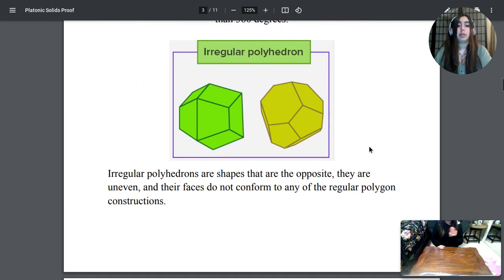We also have irregular polyhedrons, and these are quite the opposite. They're uneven, they don't really conform to any of the regular polygon constructions. They are of mixed polygons, but sometimes the side lengths or the angles aren't uniform.